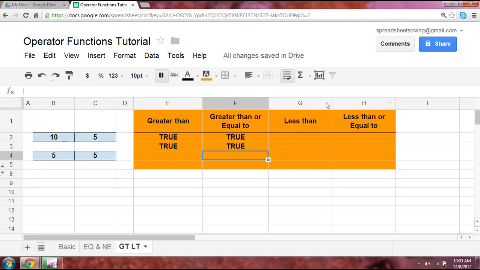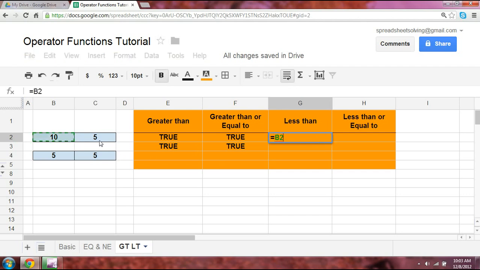And as you can imagine, the situation here is basically flipped, equivalent and flipped. So here we go. Is 10 less than 5? It's false. Again, we use the proper symbol here of the less than sign. The proper function name for an operator function is LT. And again, we use the proper order, and we find that, again, the answers correspond.